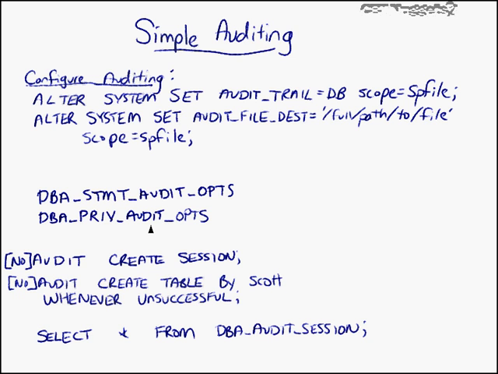If you want to turn on specific auditing, you do that with the audit command. So you say audit create session or audit create table. And if you need to turn it off, just say no audit, and that's one word. You can even turn on auditing only when something was unsuccessful. So this statement here is auditing create table only when that statement is by Scott and if it's unsuccessful.